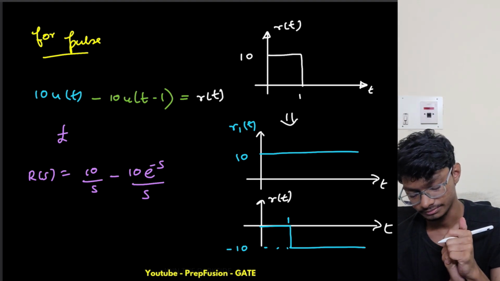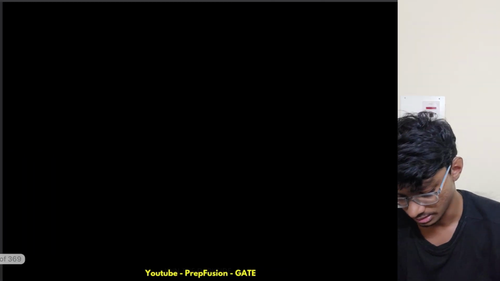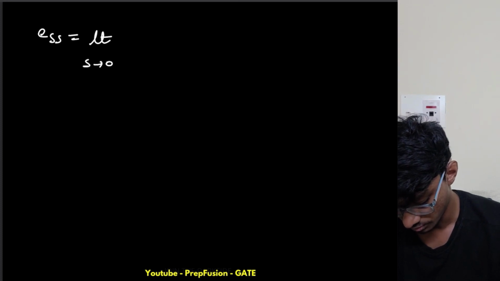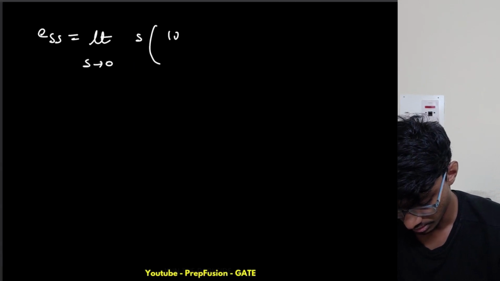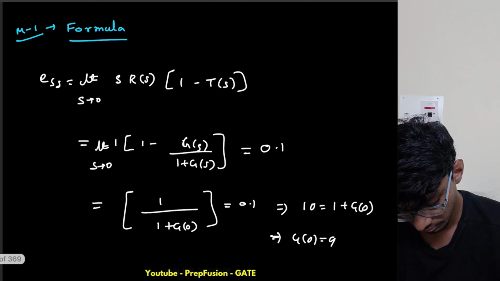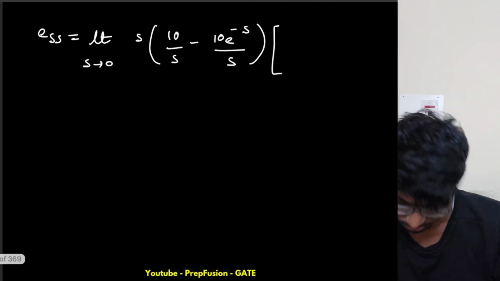So now, let's put this in the equation. Basically what do we get? My steady state error will be equal to simply the limit s tending to 0 of s times r of s, which is s times 10 by s minus 10 into e raised to power minus s by s. Okay, then what is this? This is 1 minus t of s.